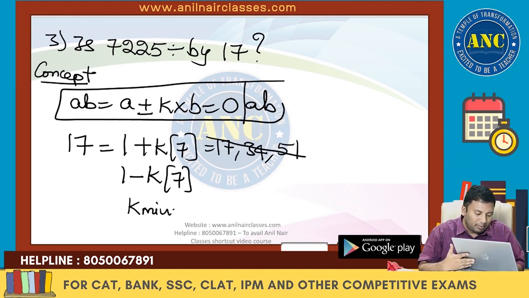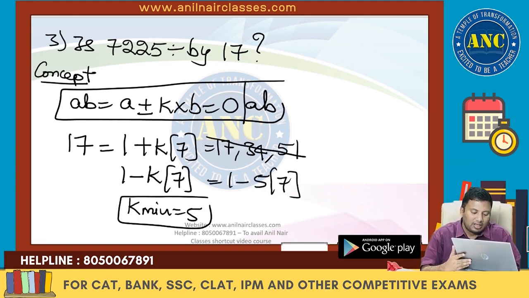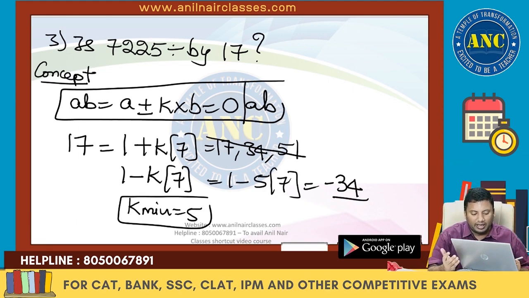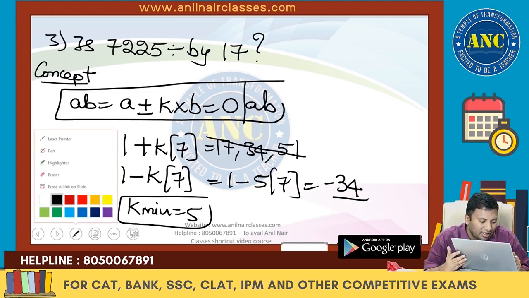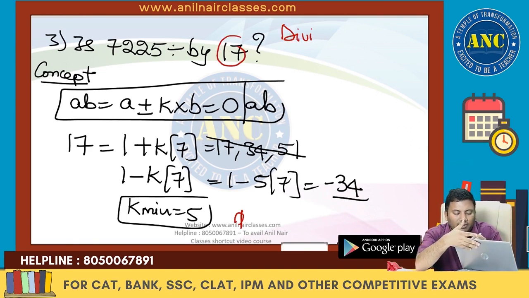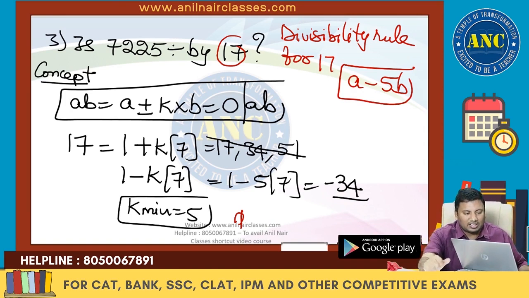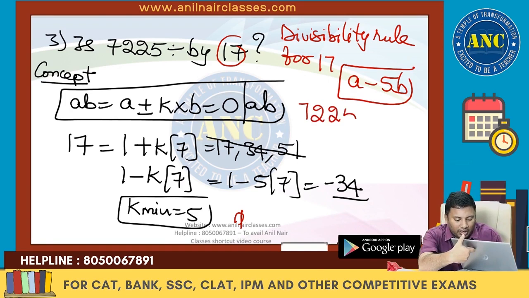Can I take K minimum value as 5? Why? Because this will become 1 minus 5 into 7, which is minus 34. Minus 34 is divisible by 17. So K minimum is 5. So the divisibility rule for 17 is A minus 5B. This is the divisibility rule for 17. So it is 7225. Take the unit digit.